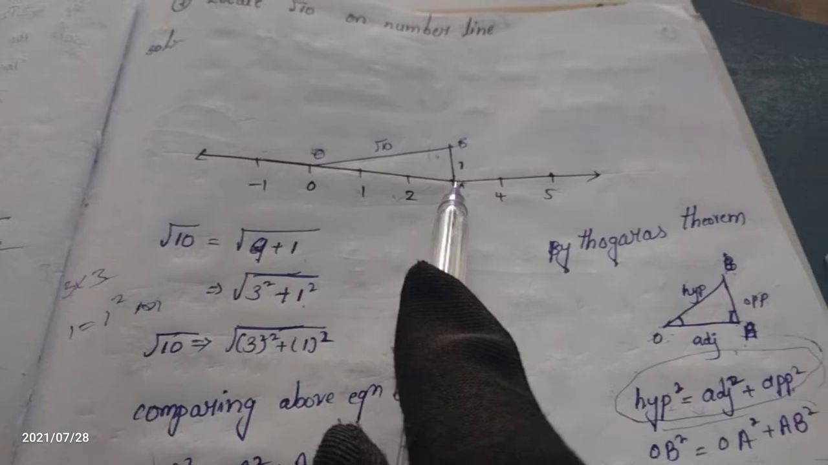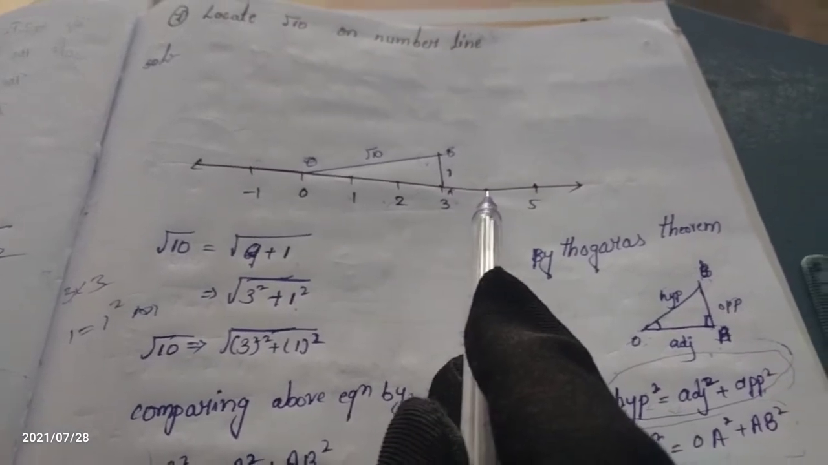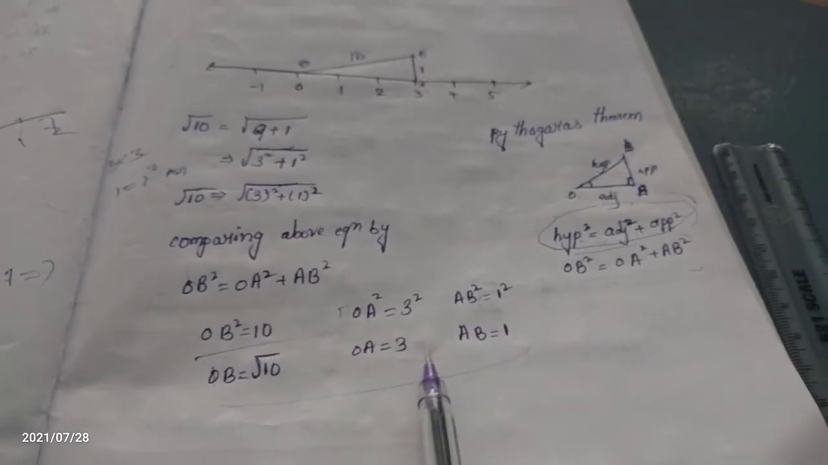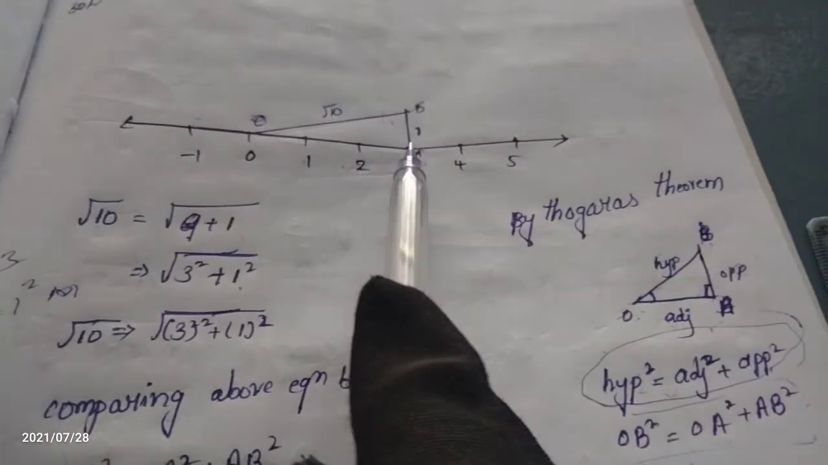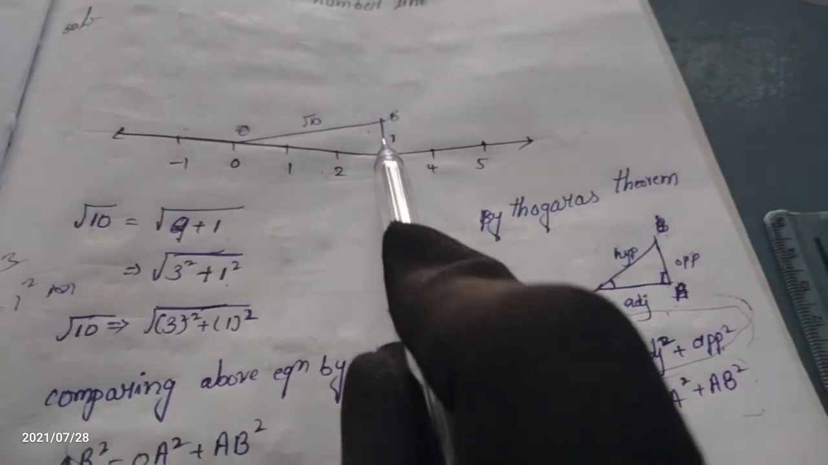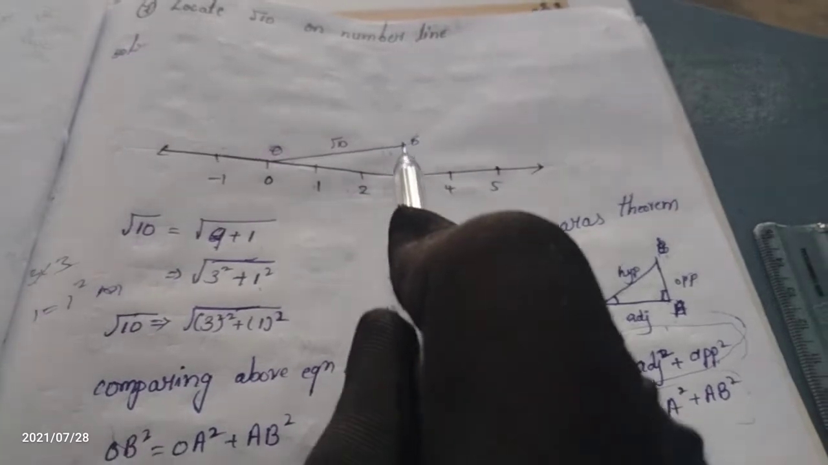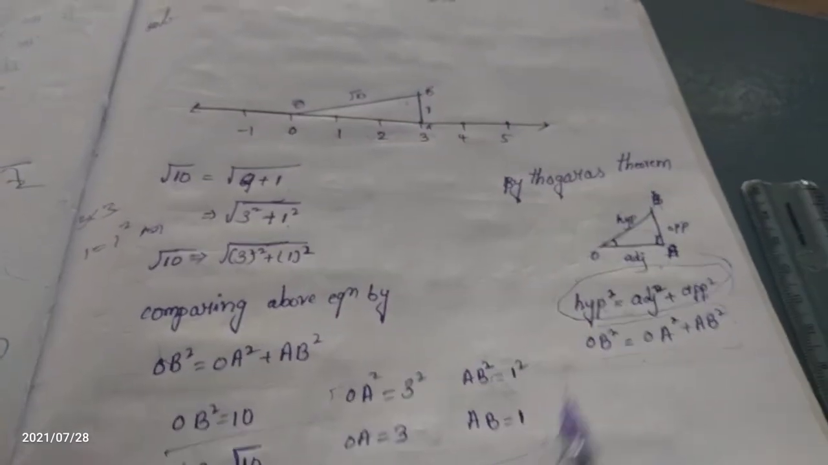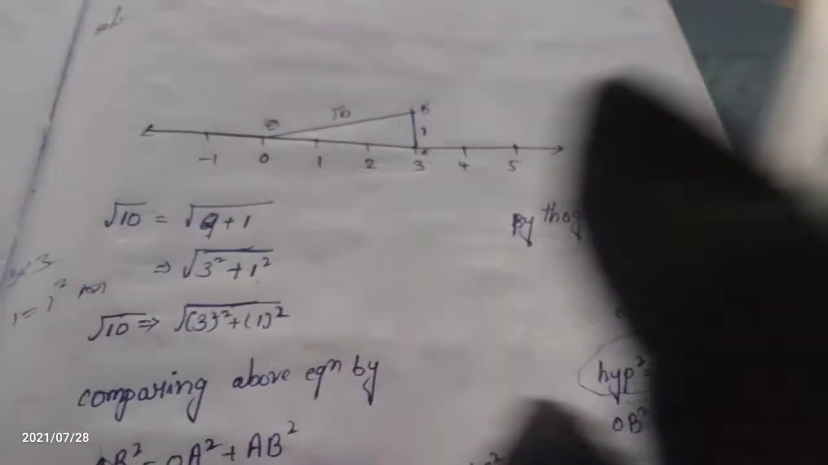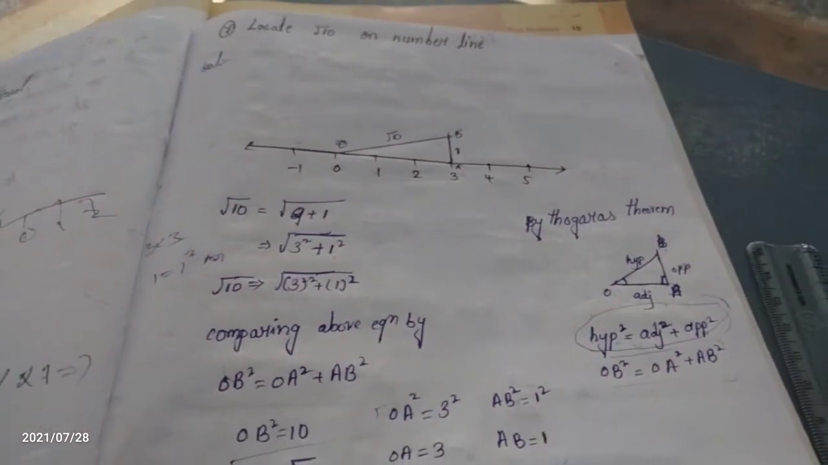Why are we taking it up to that? Why are we not taking it up to 4? Because we get OA equal to 3. That's why we have stopped at OA. At that point, we draw the perpendicular line AB, which is 1. Afterwards, we are joining the two lines. Okay, ma'am, up to that clear?